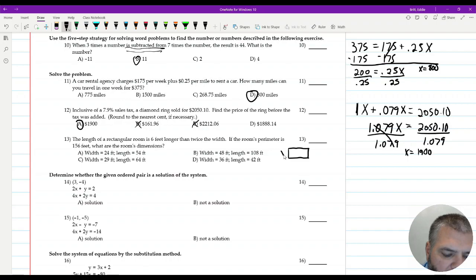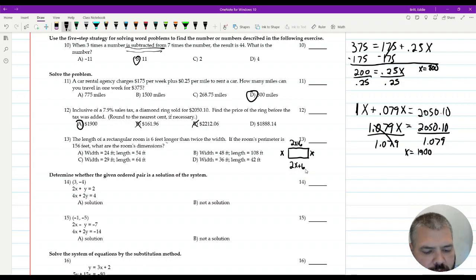So let's call the width x. So this side is x. And if this side is x, this side has to be x because it's a rectangle. And it says the length is 6 feet longer than twice the width. So twice the width would be 2x. And 6 feet longer would be plus 6. So if the bottom part here is 2x plus 6, the top part here is 2x plus 6. Again, we made the width x, and then we were told in the problem that the length was 6 feet more than twice the width. That's why I have 2x plus 6.